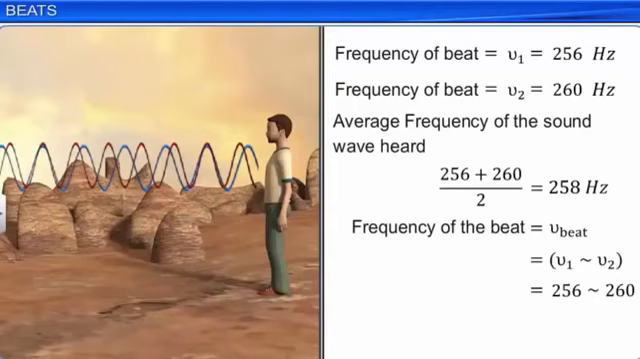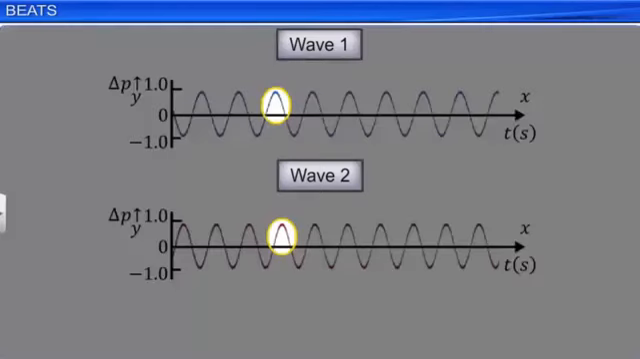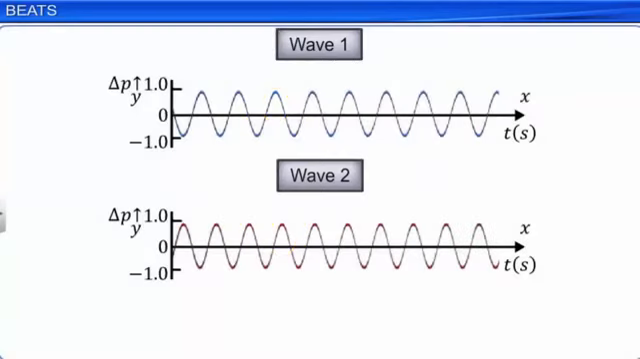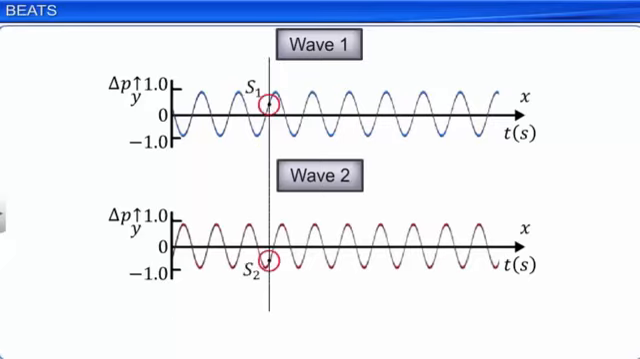Let us place these observations into a mathematical expression. Waves 1 and 2 have the same amplitude and phase. The angular frequency of the first wave is greater than the second wave. S1 and S2 are the displacements of a particle from its mean position due to waves 1 and 2 respectively in the x direction at a particular location and time.